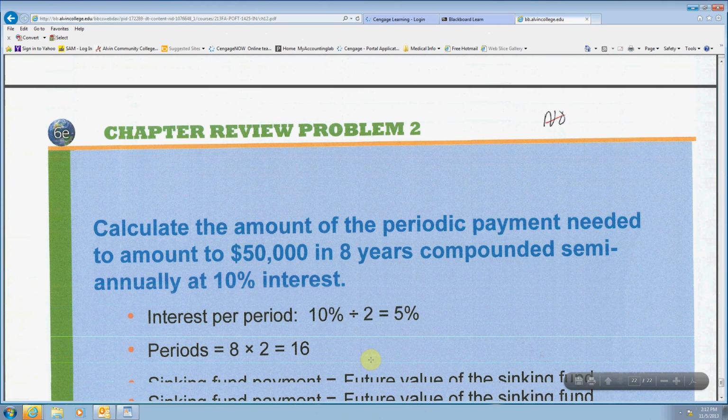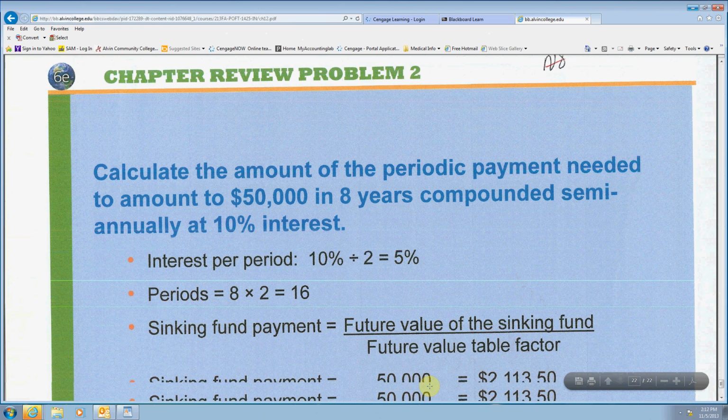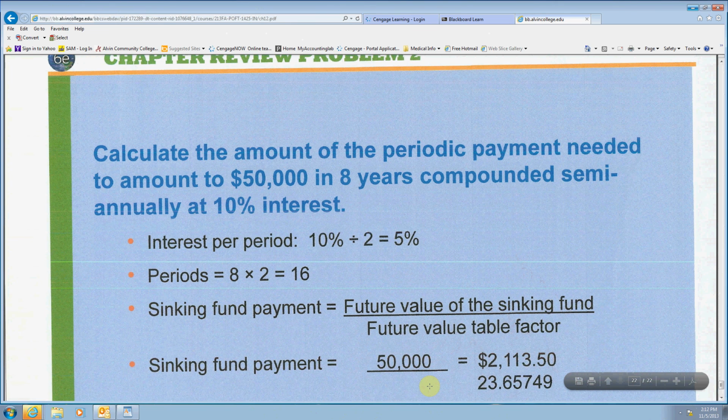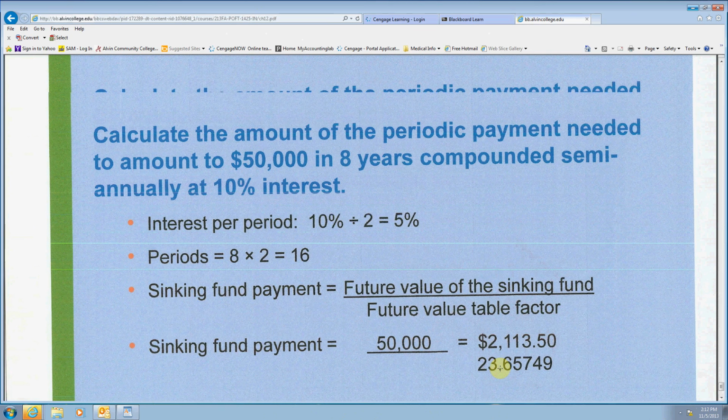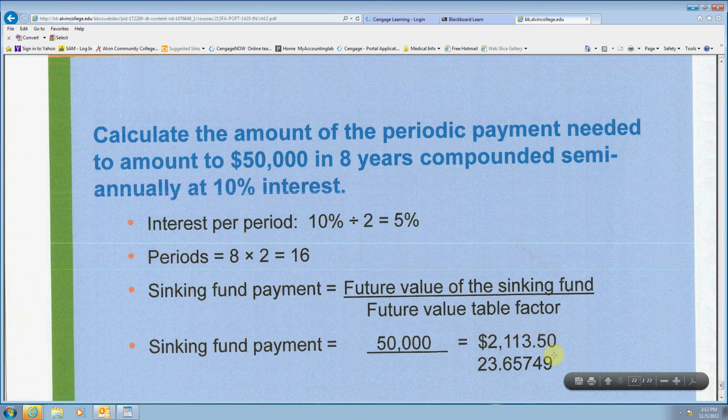We find our factor value of the sinking fund, which would be $50,000. And this 2.365749, our factor should be underneath the 50,000, so our division. And we would need $2,113.50 to grow to 50,000. So that concludes Chapter 12.